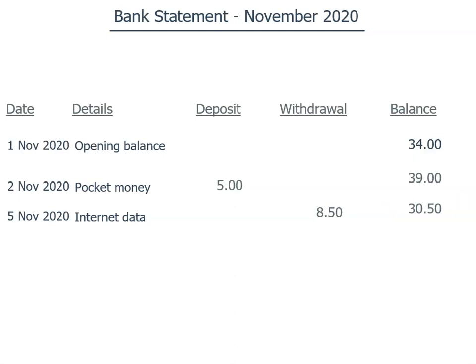So on the 5th of November, we can see the balance is $30.50. And we can see the deposit for the month so far and any withdrawals for the month so far.